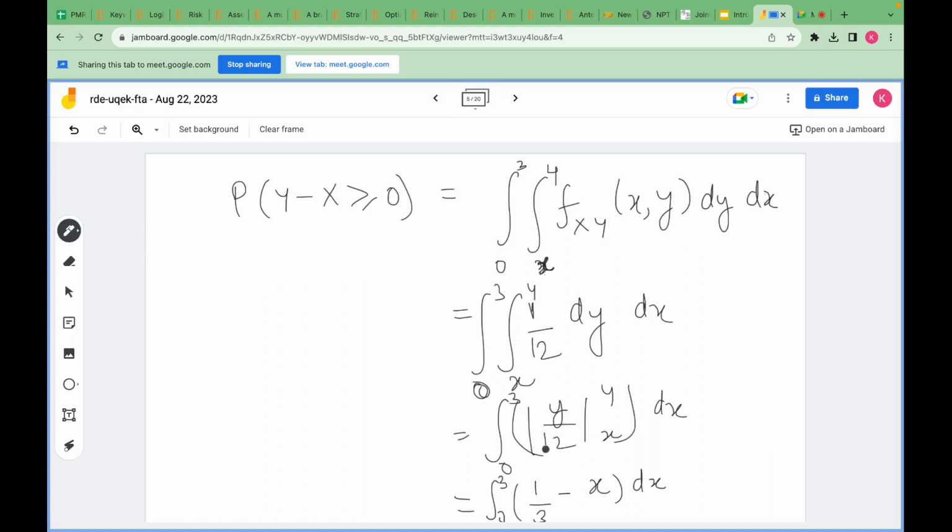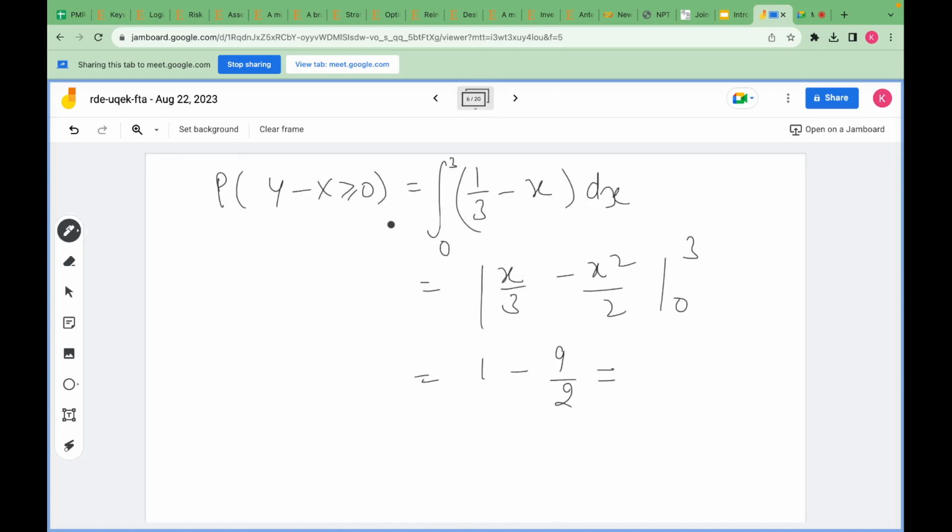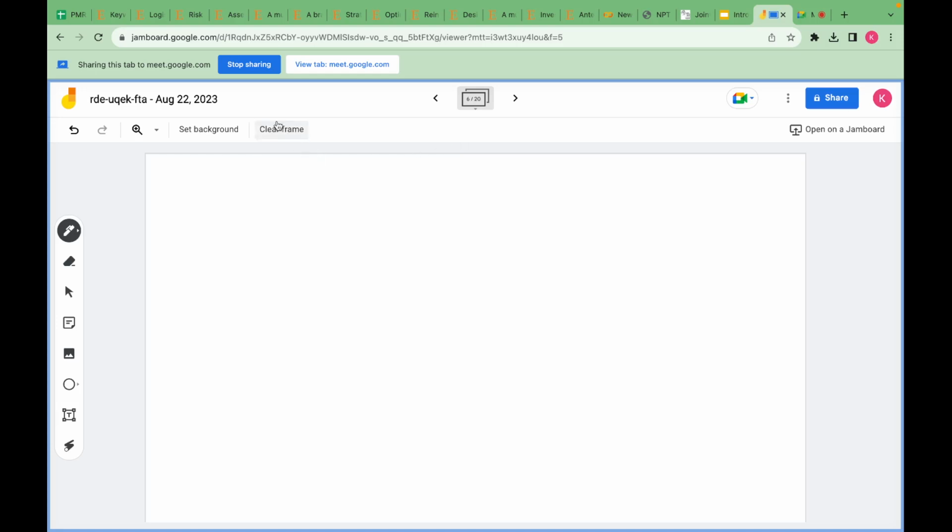So this 12 I forgot here. Here it is also 1 by 12. 1 by 12. Here also it is 1 by 12. X by 3. I just start from the scratch.